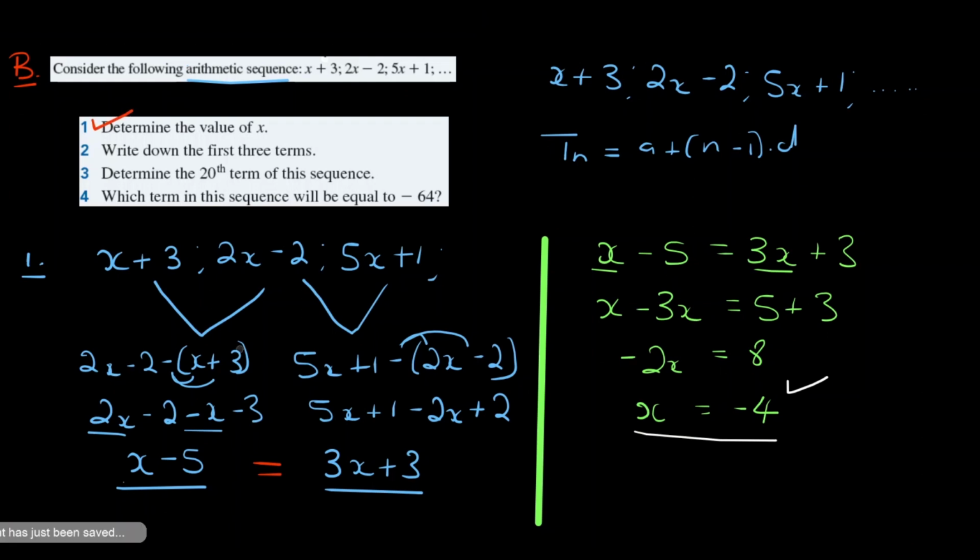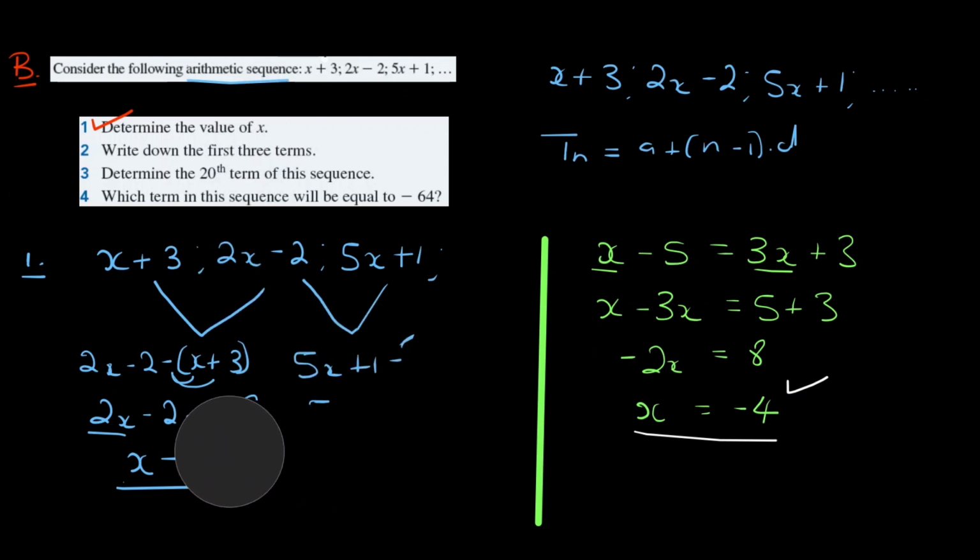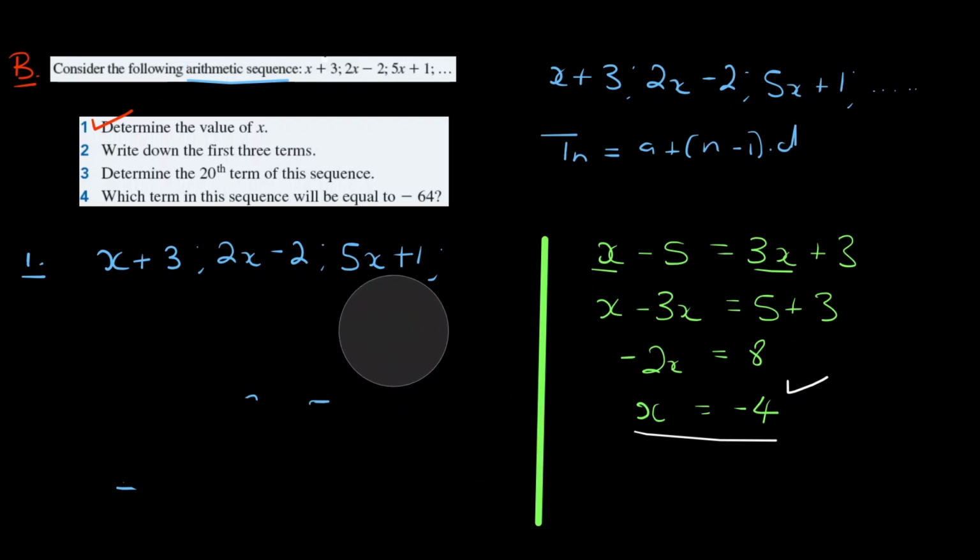And really, we broke down this intimidating question by just knowing and acknowledging the properties of an arithmetic sequence, that the common differences are equal, and we solved for x. So the next question is asking us to calculate the first three terms. Determine the first three terms of the sequence. This will be very simple. Since we know that x is equal to -4, it means where there's x, we're going to substitute -4.